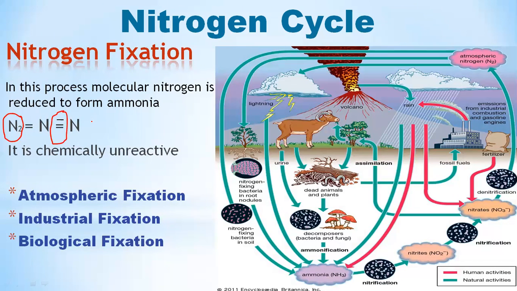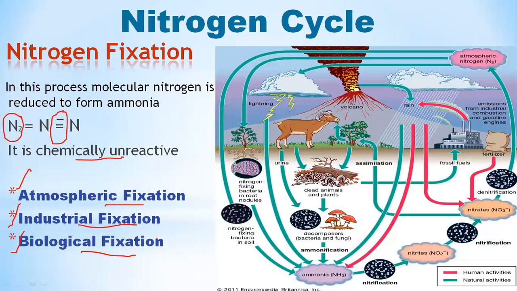So that is very, very strongly triple bonded with one another, so it is chemically unreactive. To break this, high energy processes are required, because high energy has to be utilized to break this triple bond. So there are certain steps or procedures by which we can fix the nitrogen: atmospheric fixation, industrial fixation, and biological nitrogen fixation.